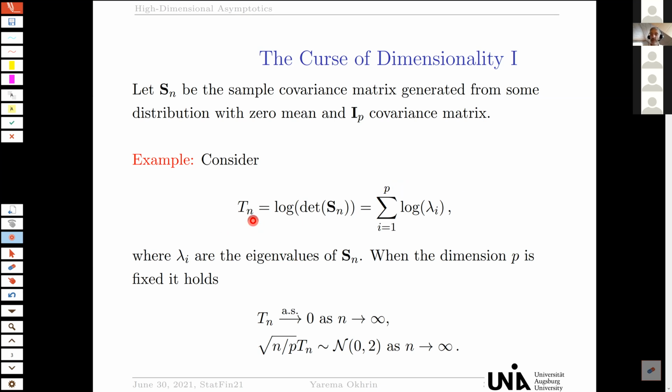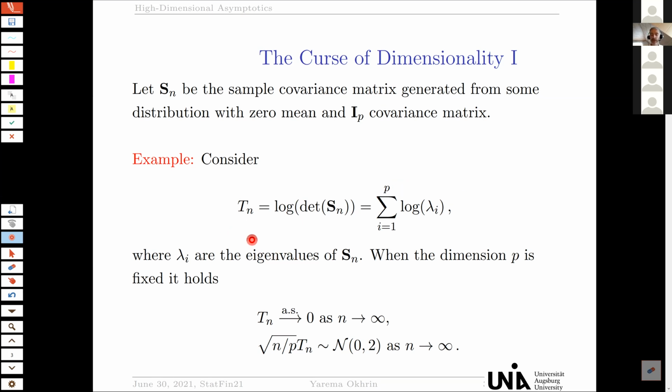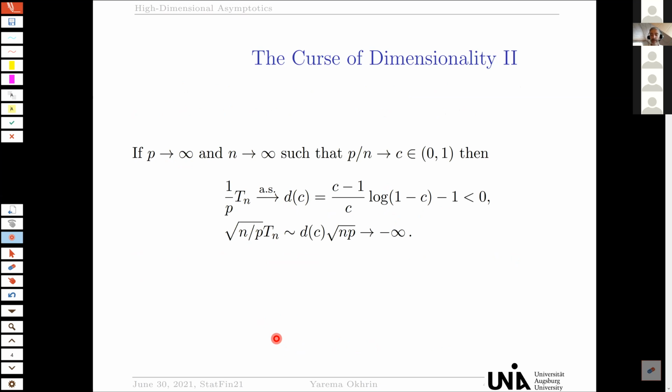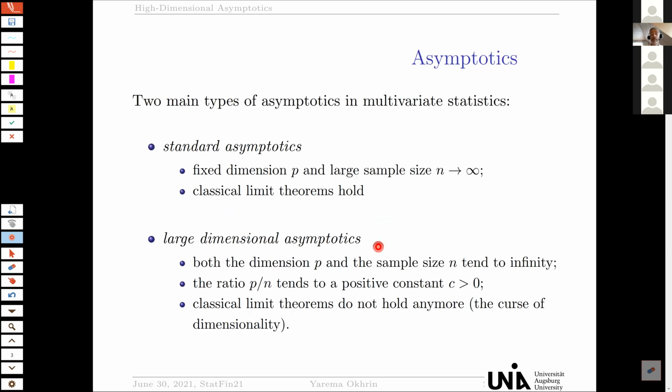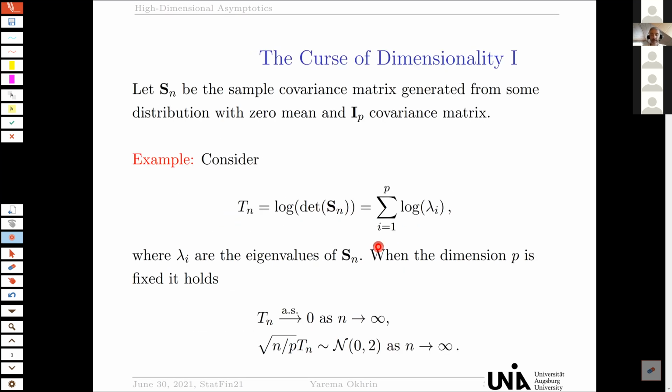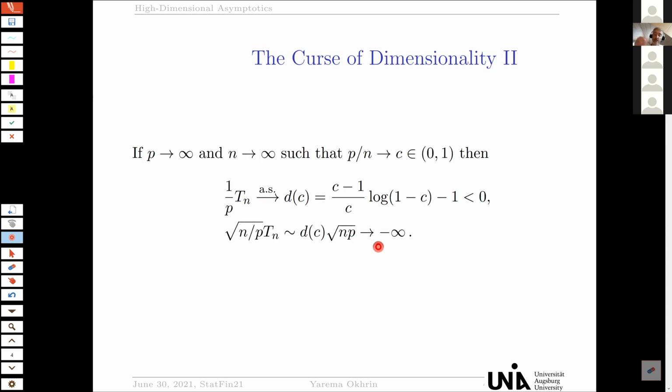Second, the asymptotic distribution. If you take the same normalization as up here and apply it over here, then we see that this quantity diverges to minus infinity. So it is not only non-normally distributed, but it also goes simply to minus infinity, just because our dimension goes to infinity almost with the same speed, or with the same speed as the sample size.